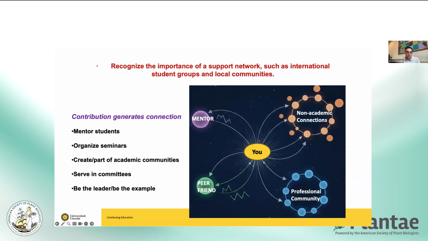You take the initiative, you become the mentor of students, you organize seminars, you create academic communities, you serve on them and be the leader and be the example. And just don't be a beneficiary of the support system, just be a part of the support system. This not only helps you and other students, but also reflects on your leadership qualities as well. In short, the contribution generates connections.